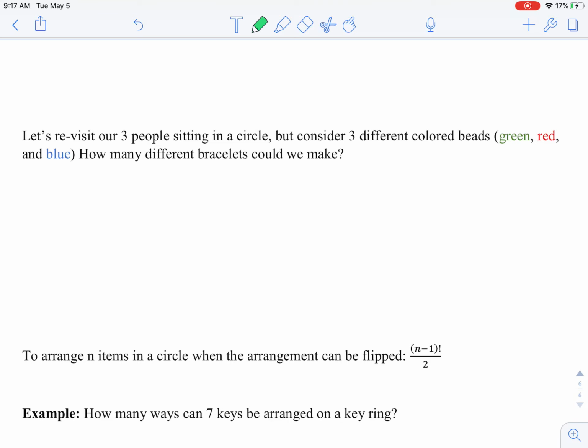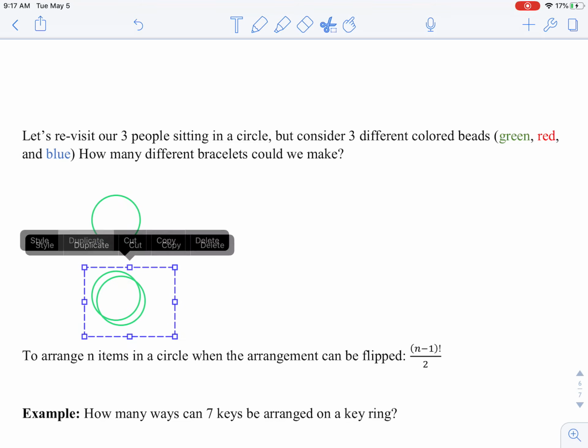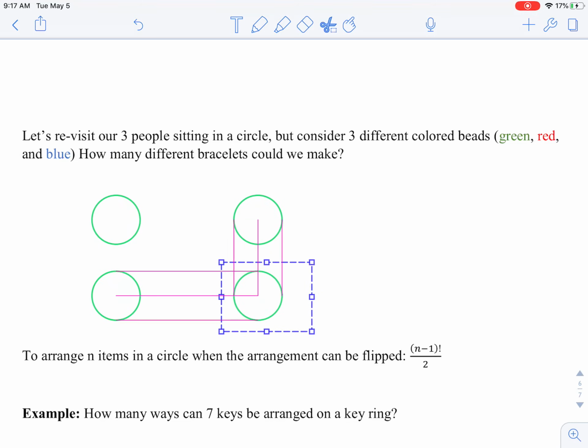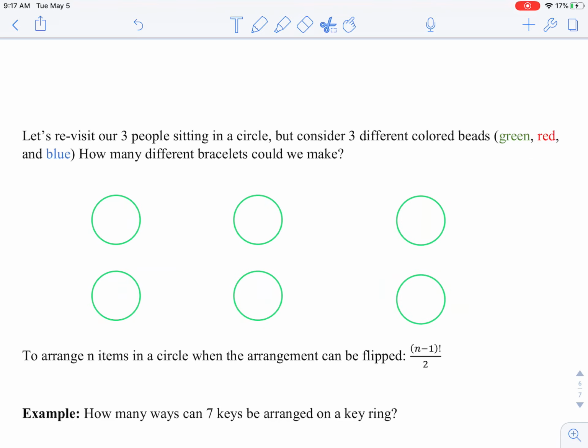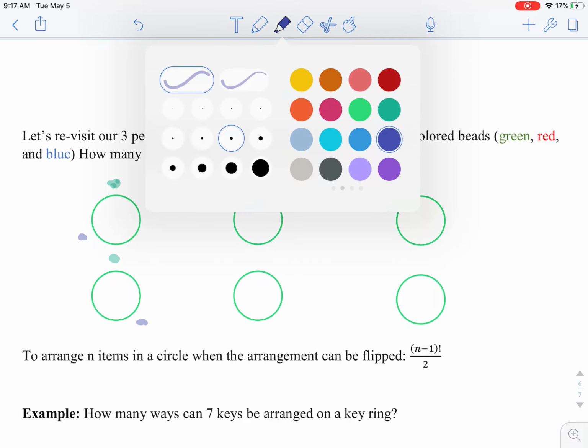Let's revisit our 3 people sitting in the circle, but we're going to consider 3 different colored beads. So we're basically making a bracelet. So again, let's get our circles here. Okay, so we'll go, let's get green. We'll put green up top first. We'll do blue to the left this one, blue to the right there.